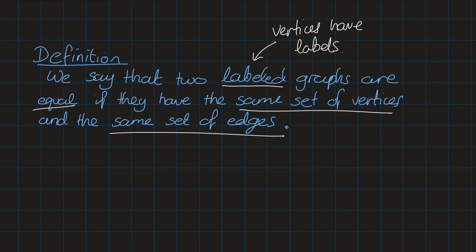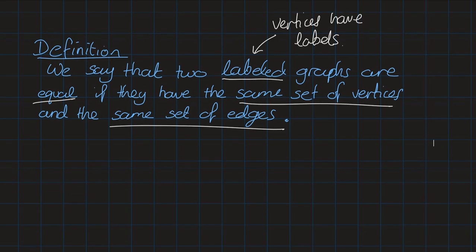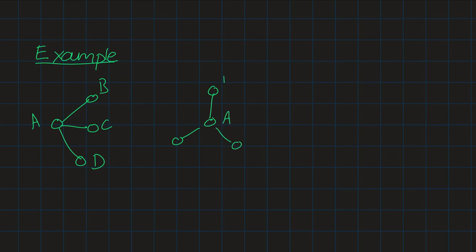So if you have the same graph and you draw it in more than one way, they're still considered equal. Let's just do an example to highlight this fact. So I can draw a graph like this, and I can label it. And I can draw another graph like this. And these two graphs are equal. You use the standard equal sign, or you can just write equal.